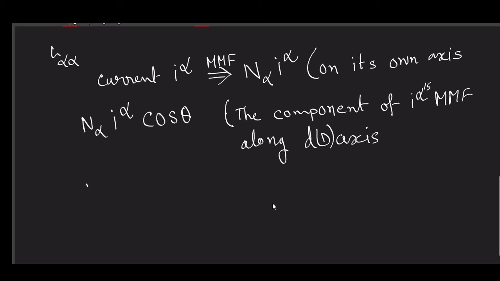And similarly along Q it will be... Why do we need to break it into two different MMFs? Because as long as it is MMF, we can directly calculate. But in case of reluctance calculation, if you can recall the formula of reluctance, that calculation involves path reluctance.